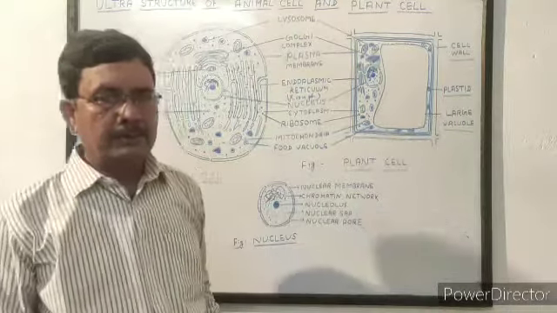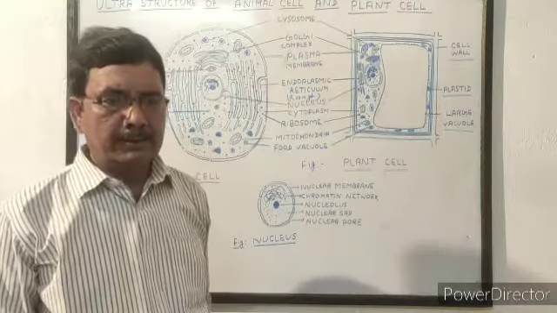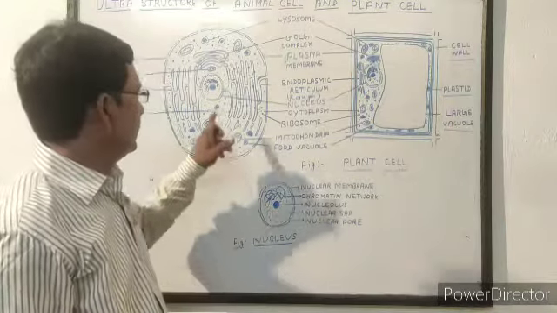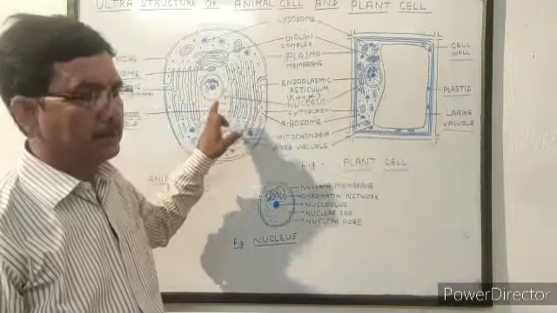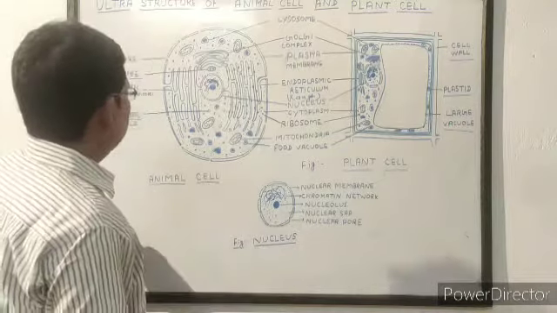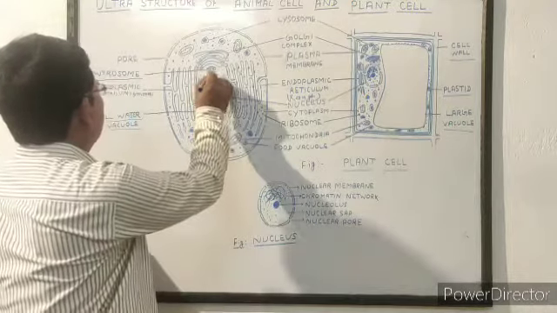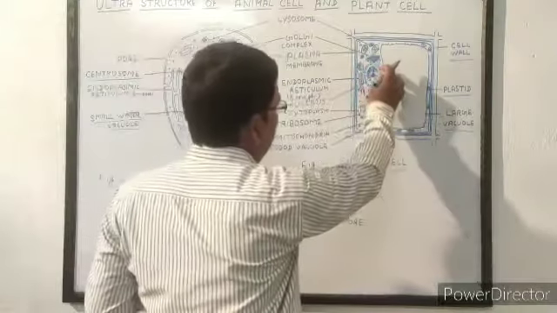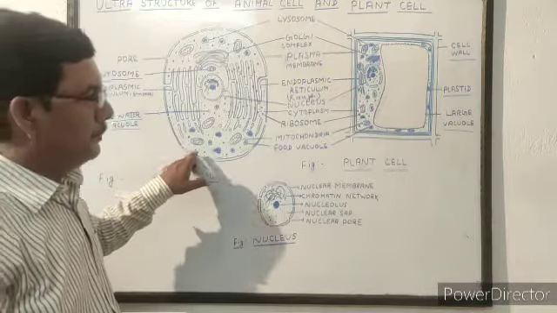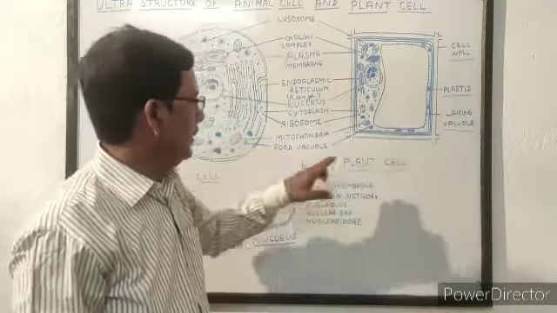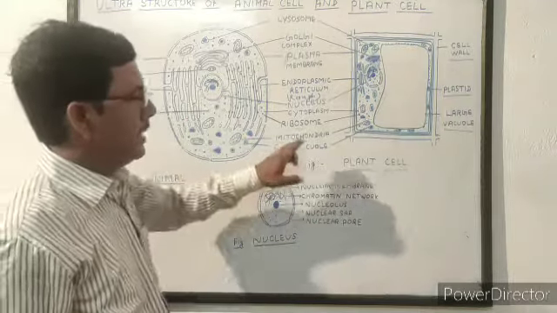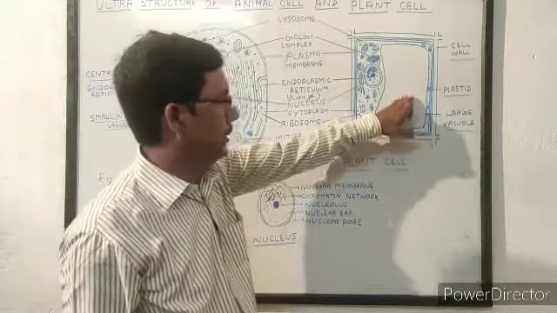So the basic differences between plant cell and animal cell are: in plant cell, centrosome absent; in animal cell, centrosome present. In animal cell, plastids absent; in plant cell, plastids present. In animal cell, there are several small vacuoles present. In plant cell, there is a single large vacuole present.